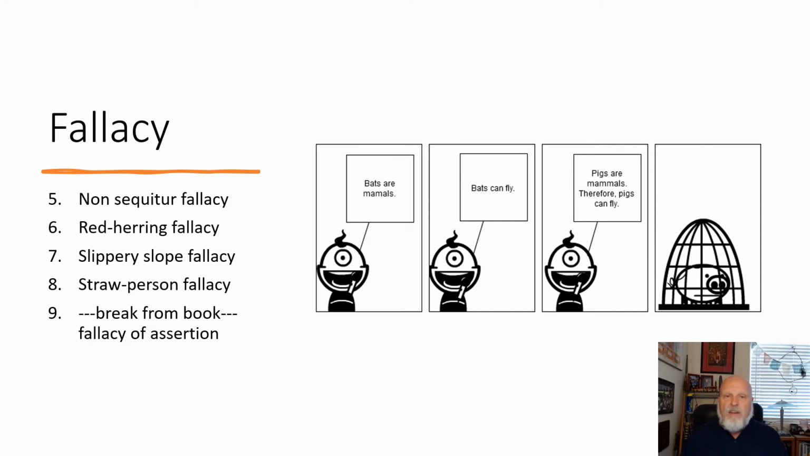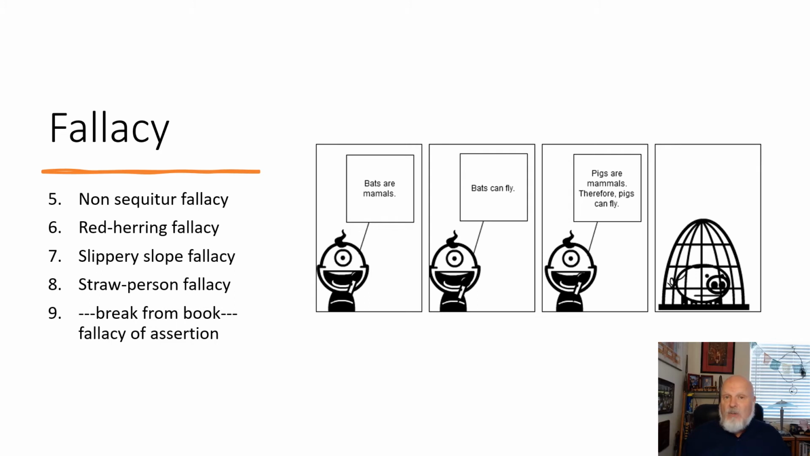Straw person fallacy. They build up the appearance of their person so that they can attack it, and it's really just a straw person. It's almost a red herring. It's kind of a distraction.